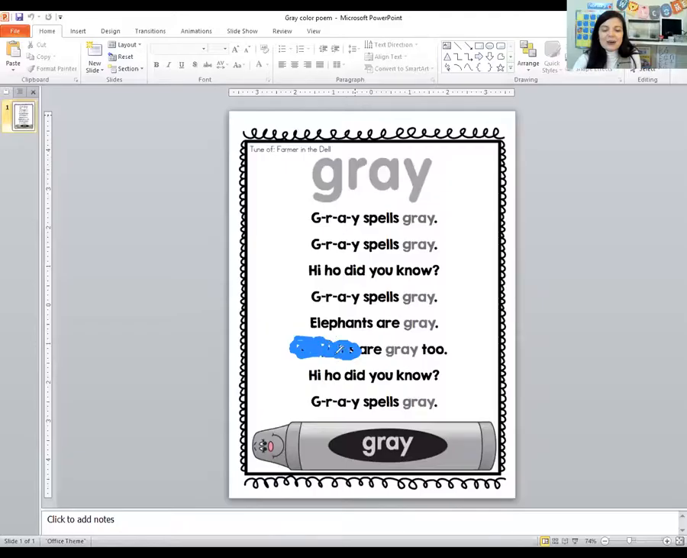Okay, for our color today, koala bears are super cute and they are gray in color. So we're going to use gray for our color of the day. But I'm going to change the song just a little bit. The song says that dolphins are gray too. So instead, can we say koalas are gray too? All right, help me sing if you remember the song.